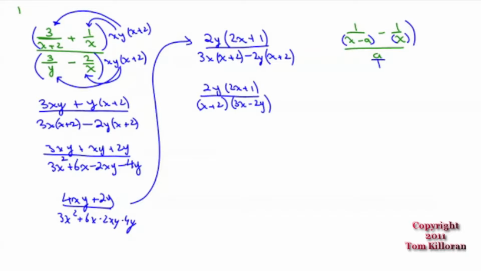So you're going to multiply top and bottom by x times x minus a. I mean, if you want to write x minus a times x, that's fine, but usually you put the grouped things later.